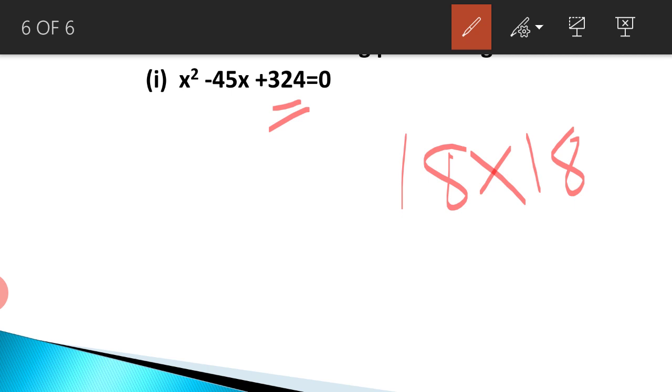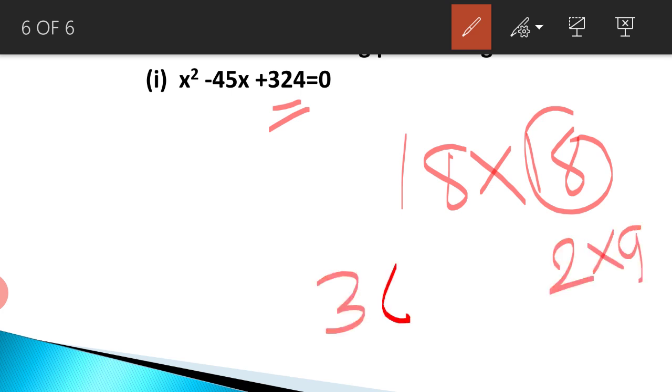But then now I am again splitting 18. If I split 18, I will get 2 into 9. Now I will connect this 2 to 18, so you will get 36, and 36 into 9, again you will get 324. And 36 plus 9, you are getting 45. So you got the suitable pair. Is it okay? Here you have to go with the trial and error method. Now 36 into 9 is 324 and 36 plus 9 is equal to 45. So see, from one step you have to start and you have to get the answer as quickly as possible. Is it okay? So we got the pair.